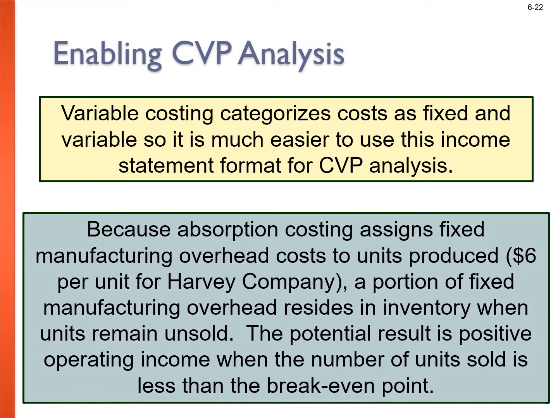So how does cost volume profit analysis get involved here? Well, variable costing categorizes costs as fixed and variable, right? So it's much easier to use this income statement format for CVP analysis. Because absorption costing assigns fixed manufacturing overhead to units, like the $6 fixed manufacturing overhead, a portion of manufacturing overhead resides in inventory when units remain unsold. So the potential result is positive operating income when the number of units sold is less than the break-even point.